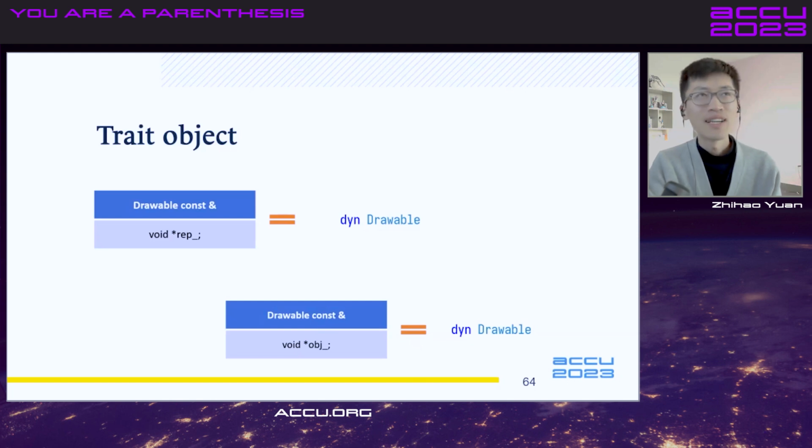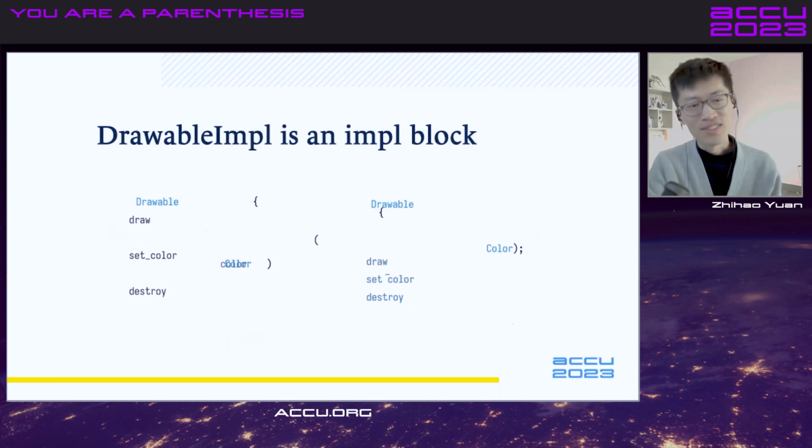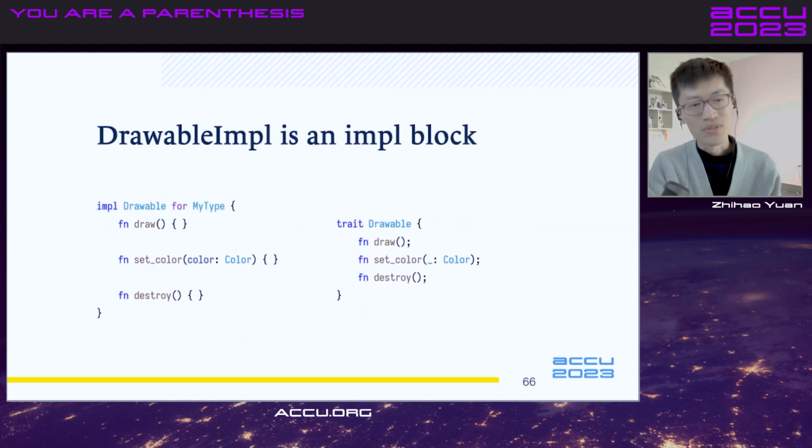So we know that the customized vtable we provide is a trait in Rust. And then what is an impl block? Well, of course, the variable we wrote named Drawable impl, right? There's a reason I named that object this way. It's just that we don't have such a language construct in C++. You can see that this whole thing is very similar to an impl block.